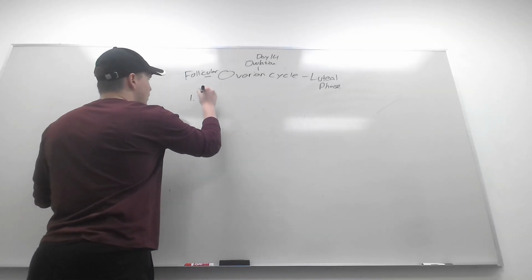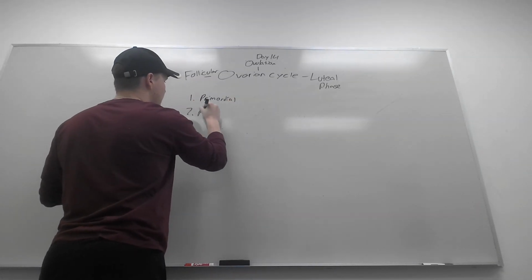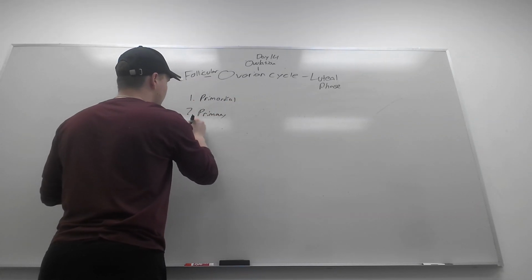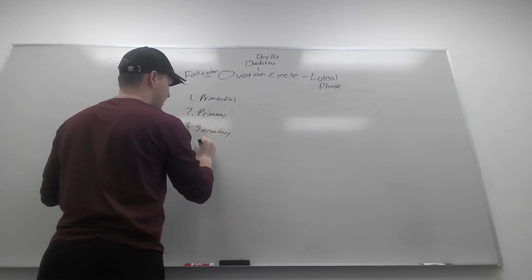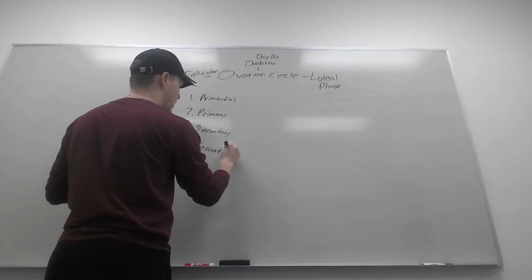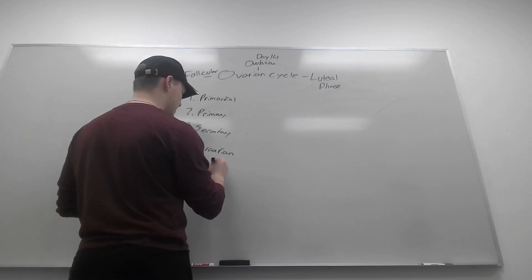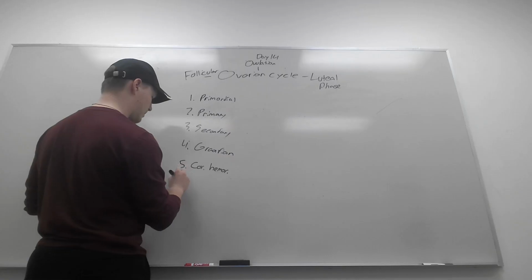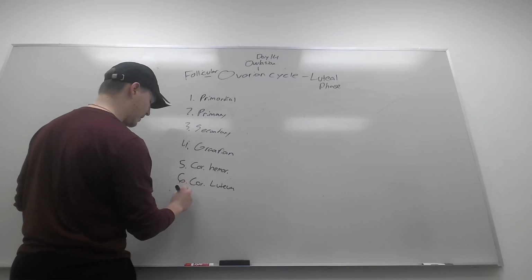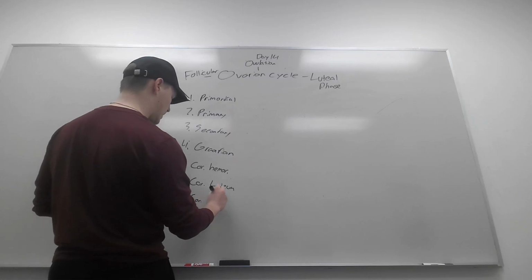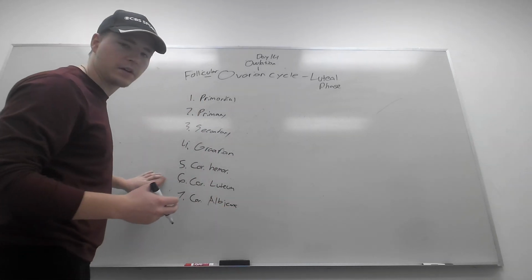So 1, we have primordial. 2, primary. 3, secondary. Finally, Graafian. Don't check my spelling because it's a really weird word. 5, corpus hemorrhagicum. 6, corpus luteum. And finally, corpus albicans. So these are the 7 stages of follicle development.